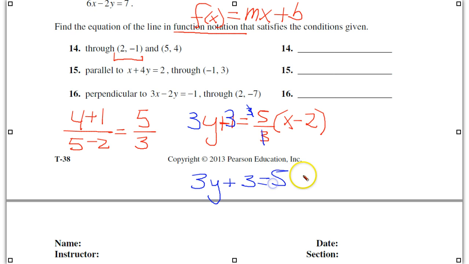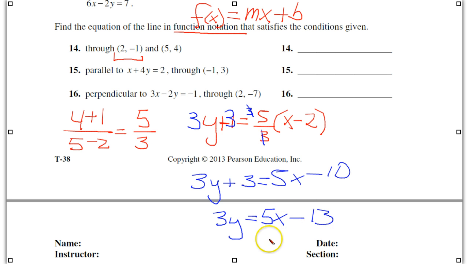equals 5x minus 10. And now I take my 3 from this side, transpose it, that makes it a negative 3 there. So I get 3y equals 5x minus 13. And then now to get the y by itself, I divide everything by 3.